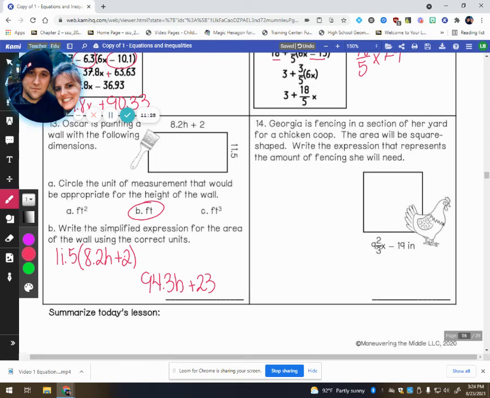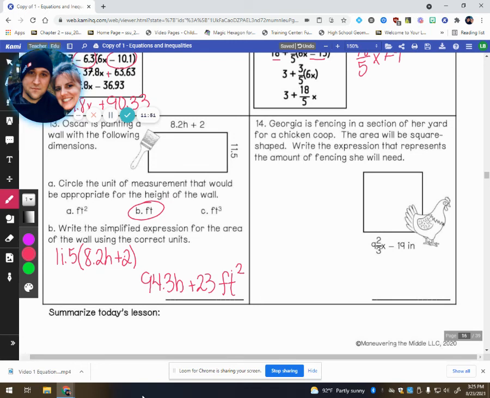Okay, so when I am finding area, this side was in feet, this side's in feet. When I multiply those together, feet times feet is feet squared. So the area of the wall is 94.3 H, that looks like a B, but it's an H, plus 23 feet squared.